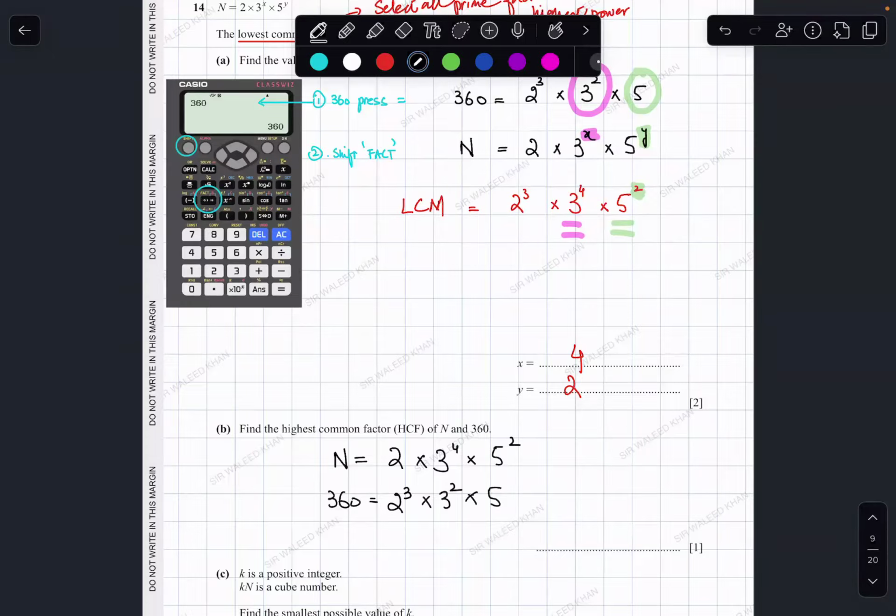For LCM, we were selecting the highest power. For HCF, we are going to select the common power. So whatever is common between them will be selected. The common between 2 and 2 cube is 2, so HCF will consist of a 2. The common between 3 power 4 and 3 power 2 is 3 power 2. And the common between 5 power 2 and 5 is 5. So that will be equivalent to 2 times 9 into 5, that is 90.